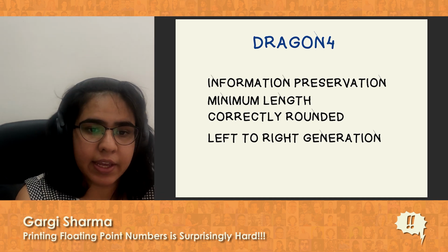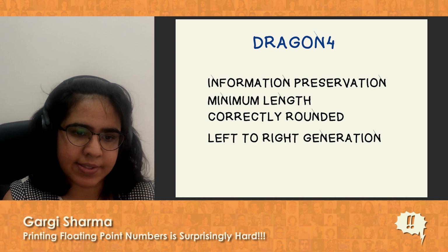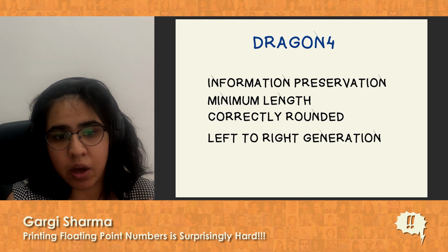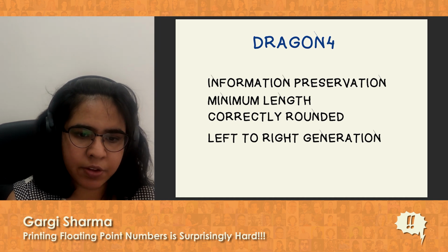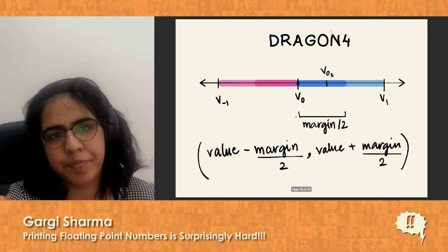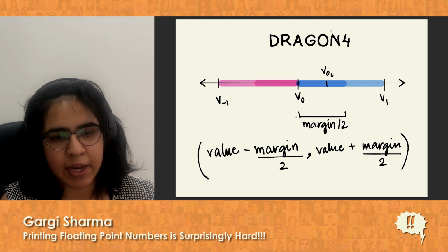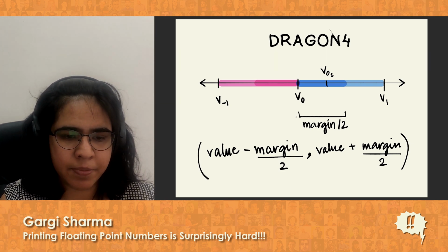So the idea in Dragon4 is that for a number v, you have a range which goes from value minus margin to value plus margin, and the margin is the difference between the next and the previous number on the floating point line.